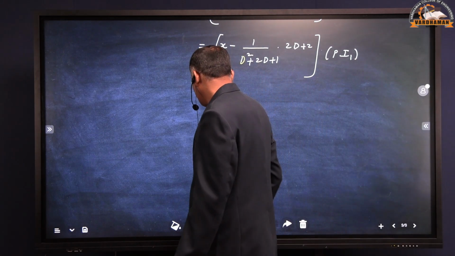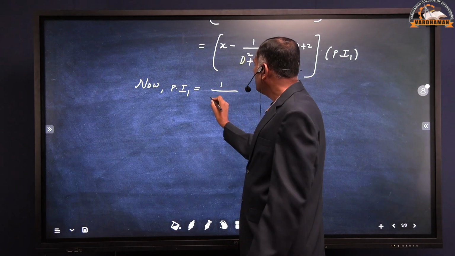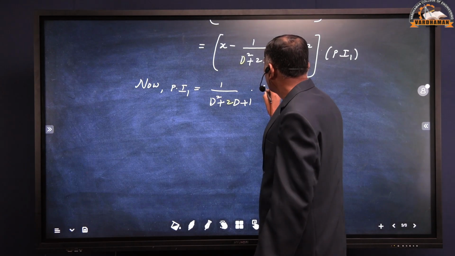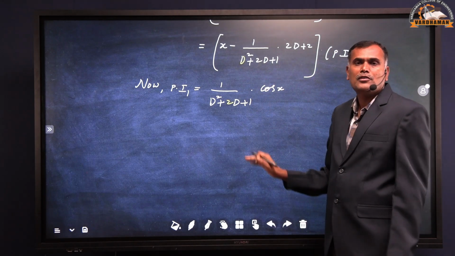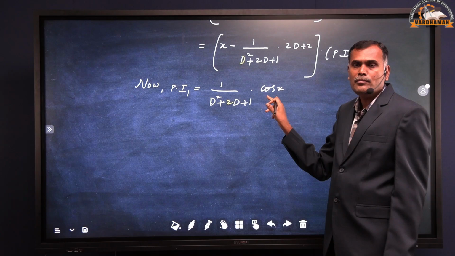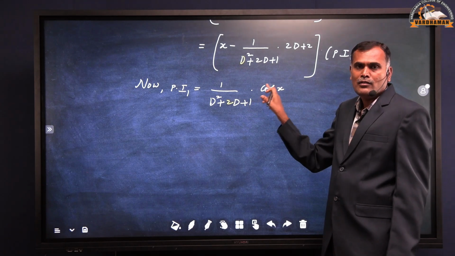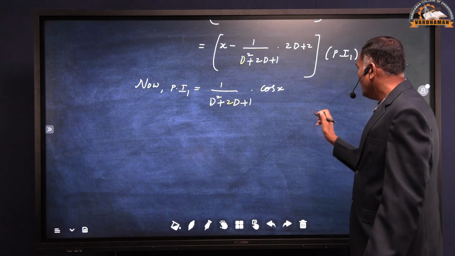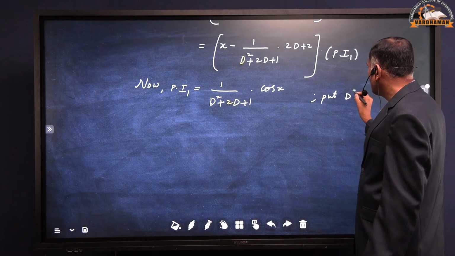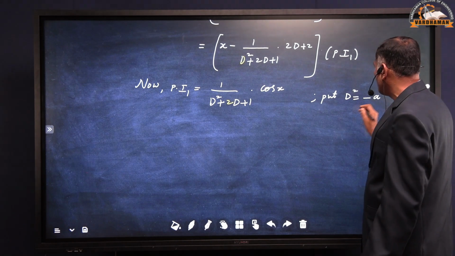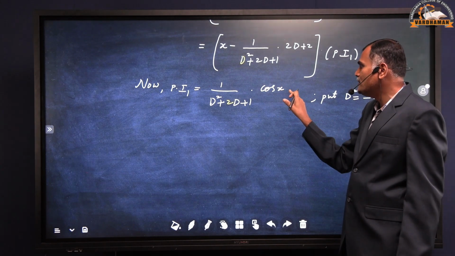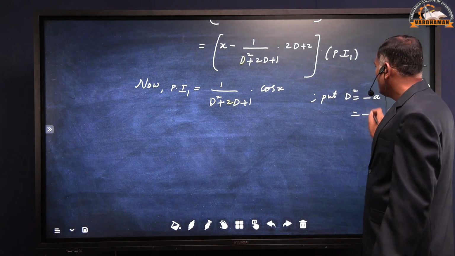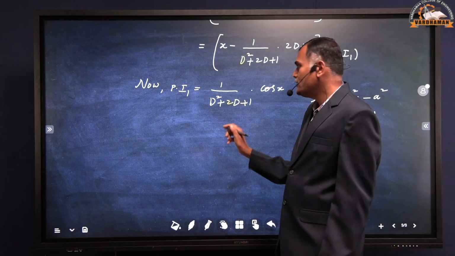Now PI1 equals 1 by D square plus 2D plus 1 into cos x. Now we want to find the particular integral of this form. Clearly it is of the form cos ax by f of D. Now we use one of the previous methods to find the particular integral of this one. In this case, we put D square equals minus a square. Here cos x is there, a equals 1, so D square equals minus 1. Now wherever D square is there, write down minus 1.